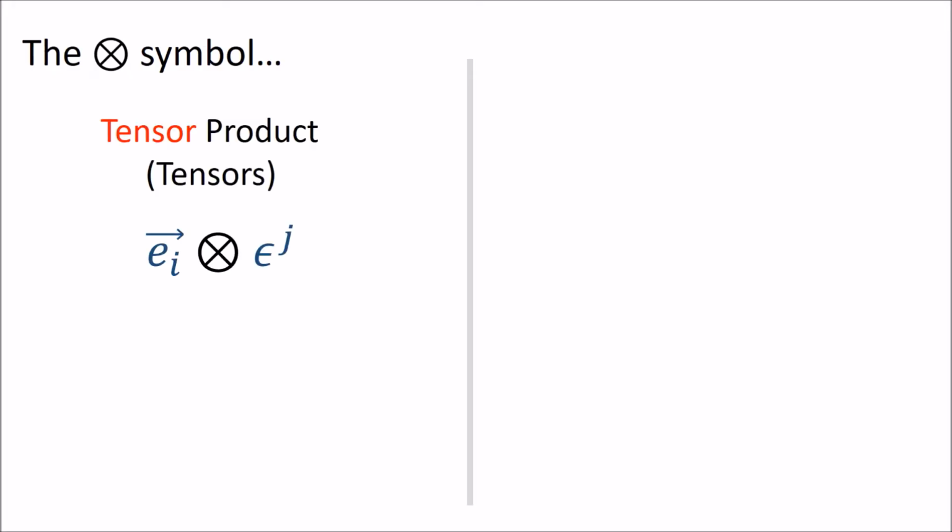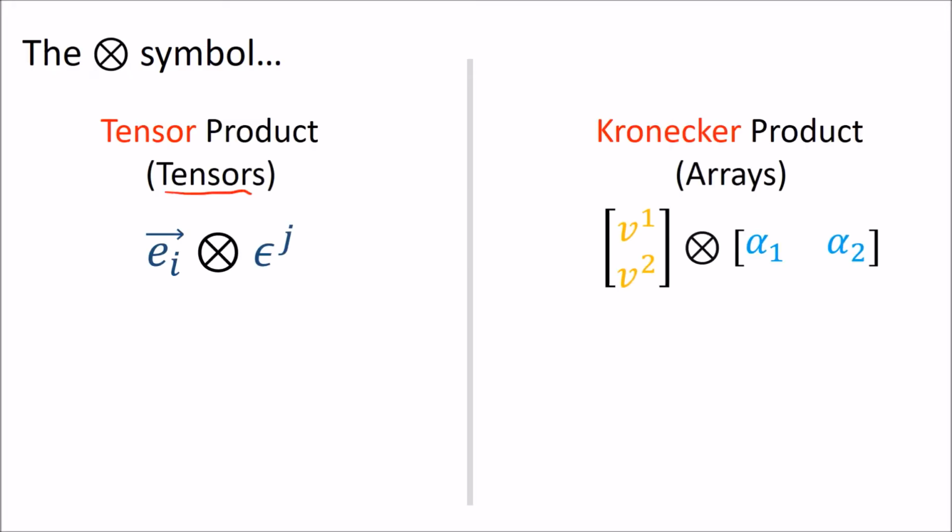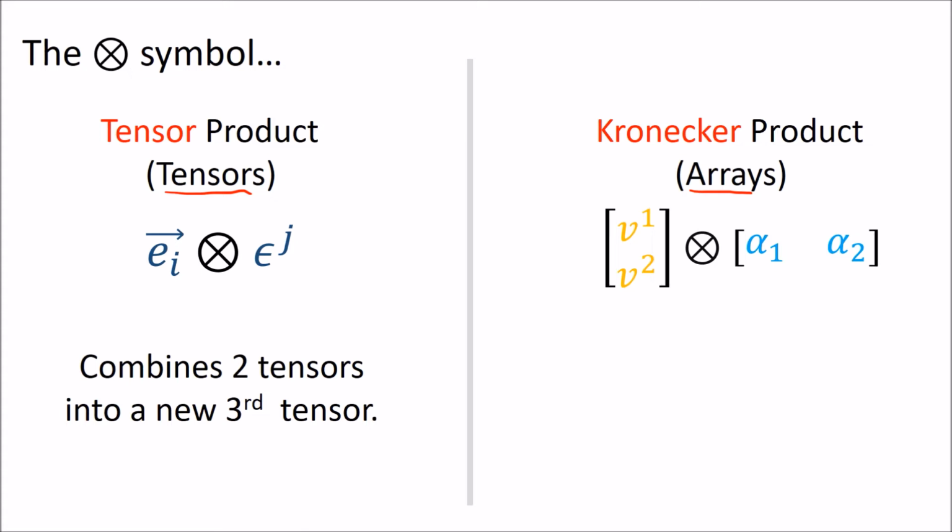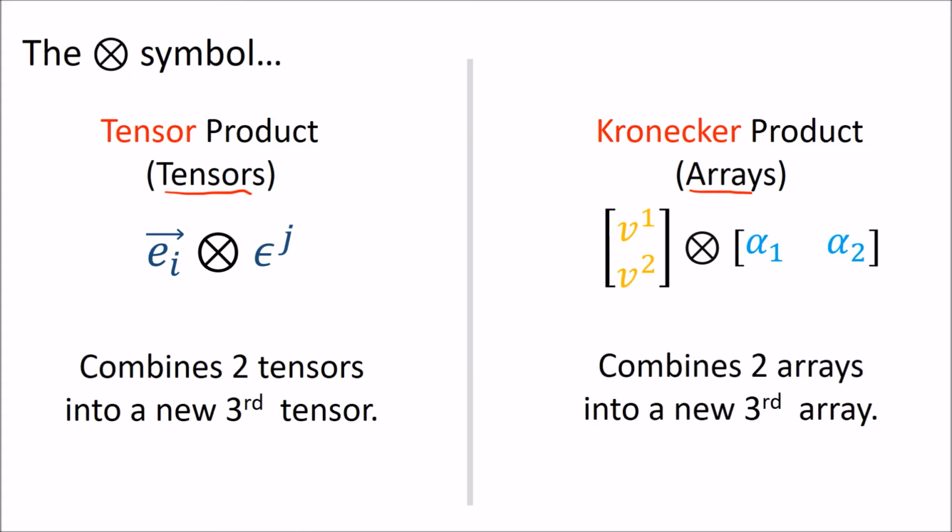So the circle times symbol has a number of different meanings in math, and the two I'm going to discuss in this video are the tensor product, which is an operation on tensors, and the Kronecker product, which is an operation on arrays. And the basic summary is that the tensor product combines two tensors into a new third tensor, and the Kronecker product combines two arrays into a new third array. So we'll start with the tensor product.